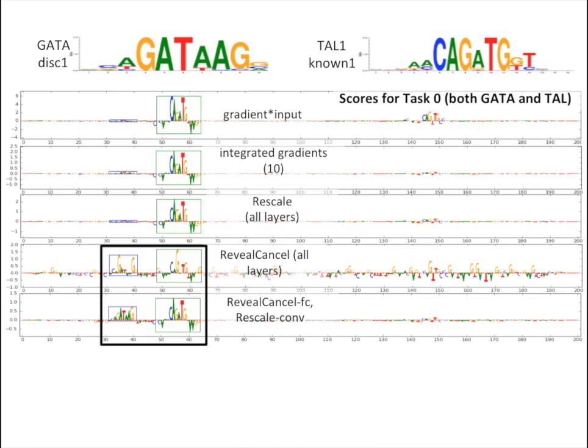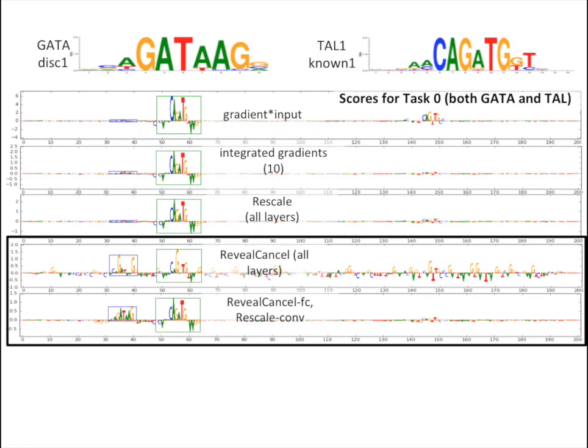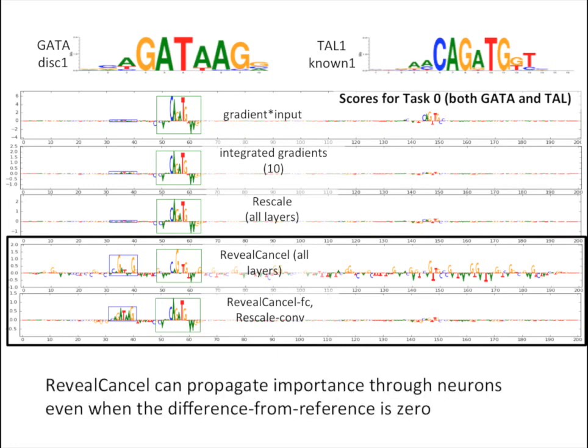What's more, DeepLIFT with the rescale rule applied to the convolutional layers and the reveal cancel rule applied to just the fully connected layer appears to reduce noise relative to using the reveal cancel rule at all layers. As a possible explanation for why, imagine that a particular convolutional filter acts as a motif detector with a reference activation of 0. When this filter sees a poor match to the motif, that is, some letters resemble the motif and others don't, it won't activate, and the rescale rule will not propagate importance through it because the difference from reference is 0. However, the reveal cancel rule can assign positive importance to those letters that resemble the desired pattern and negative importance to those letters that didn't, which can end up highlighting noise if the poor matches to the pattern are only due to chance.